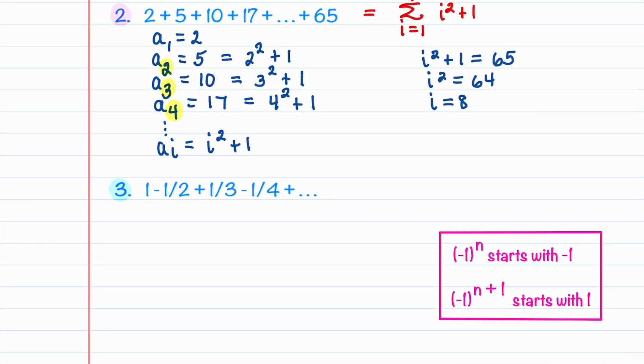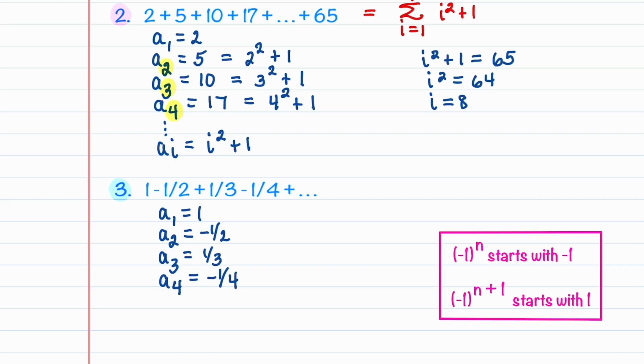Let's look at our third example. This example has numbers that alternate plus and minus. And we'll start just like we did before. Let's write down A1, A2, and all the other terms. A1 is equal to 1. A2 is minus 1/2. A3 is 1/3. And then A4 is minus 1/4.